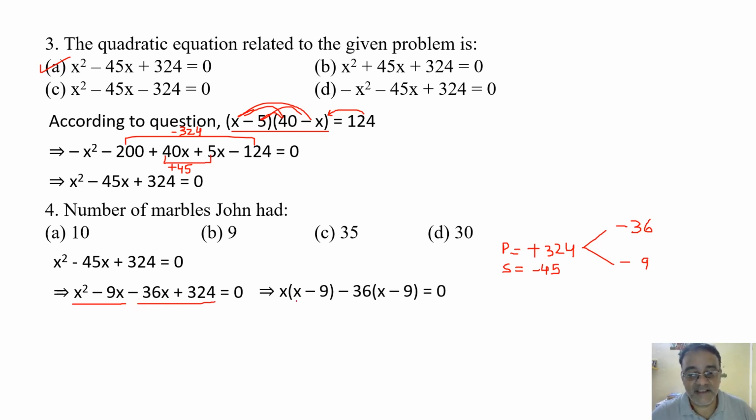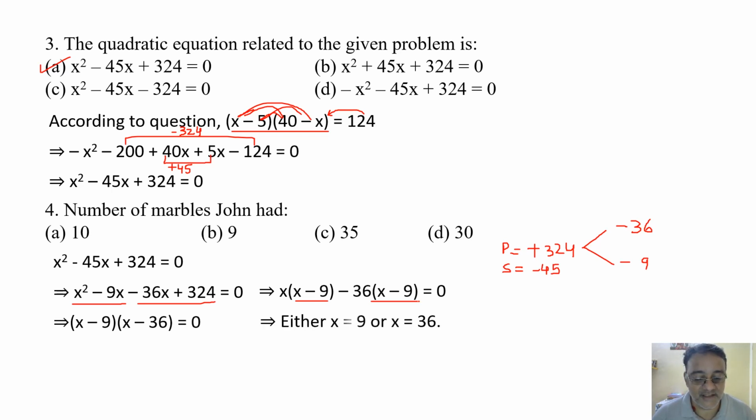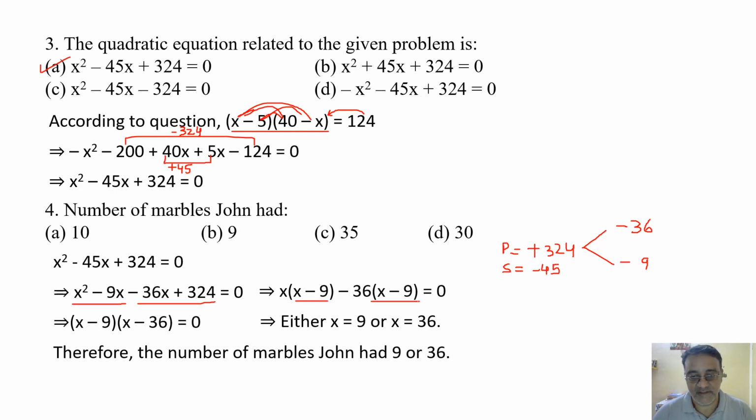So if you take x minus 9 common from both, we are getting x minus 9 into x minus 36 is equals to 0. So either x is equals to 9 or x is equals to 36. So the number of marbles John had is 9 or 36. So we have to see which option is given. 9 is given. So the correct option is Option B, right.